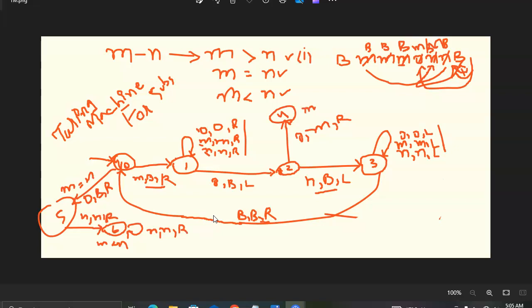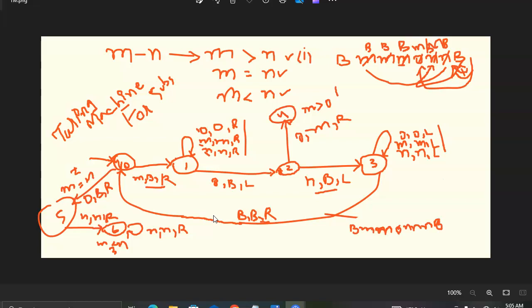This was for the first condition where m was greater than n. This was for the second condition, and this was for the third condition. So here let's see it with the help of the Turing tape.